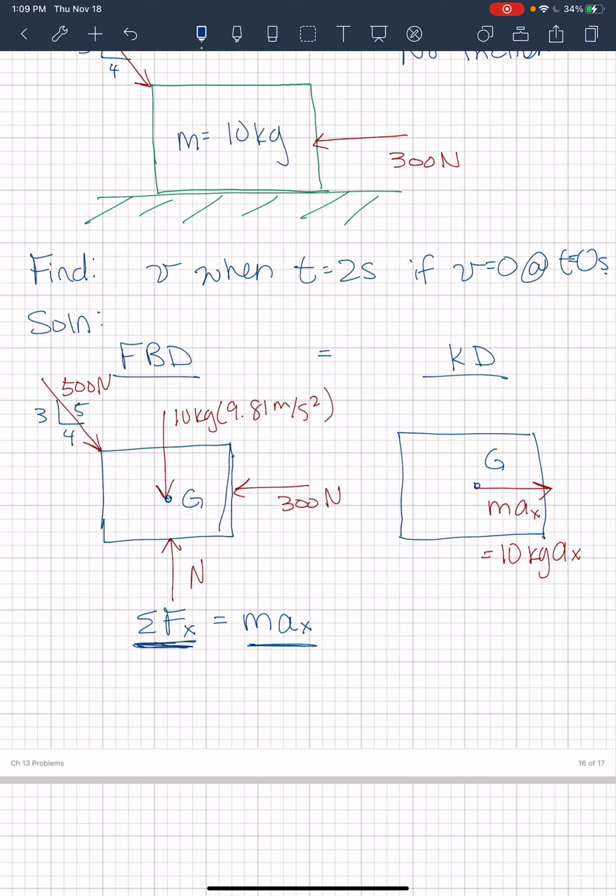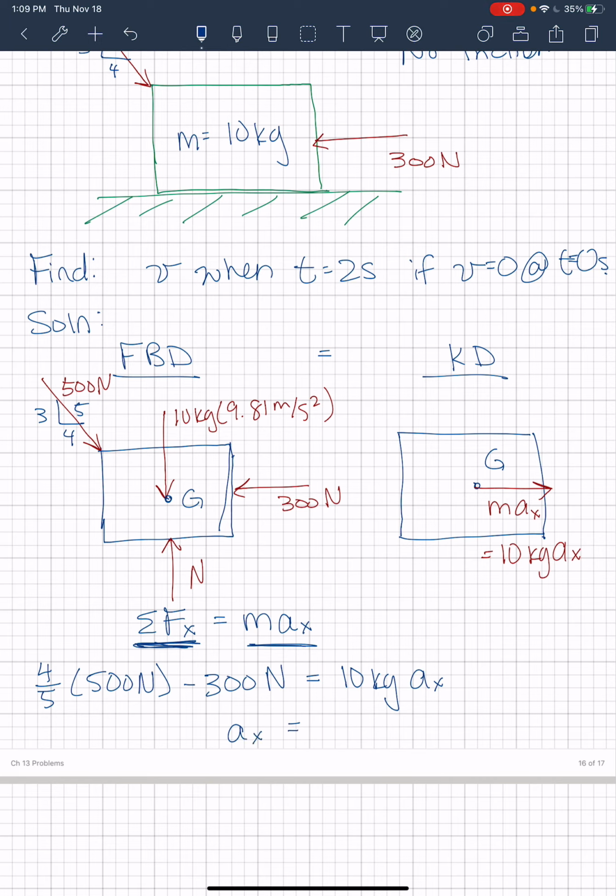So for this one, we're looking at the free body diagram. We want that x component of the 500 Newton force, so 4/5 times 500 newtons. Both the weight and the normal force are in the y direction, so we don't worry about that. And then minus, and then the 300 newtons is all in the x direction, and that equals 10 kilograms times a sub x.